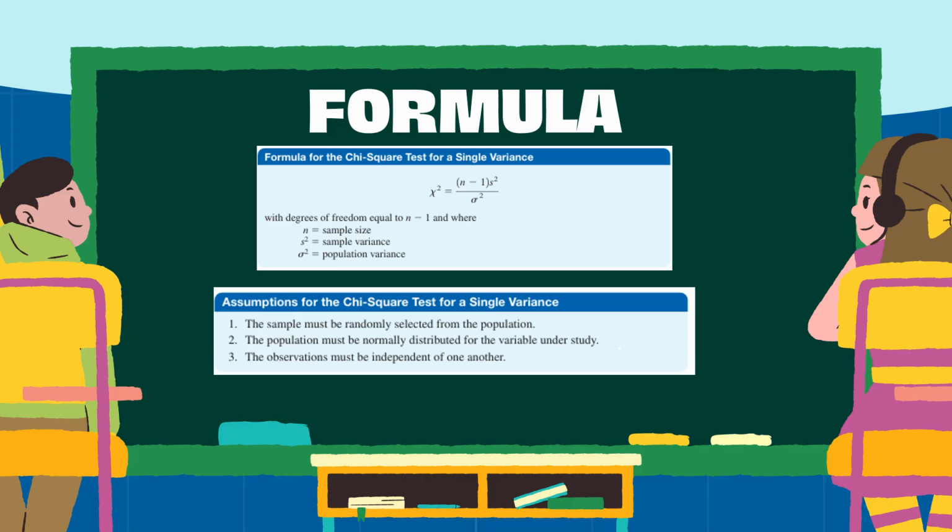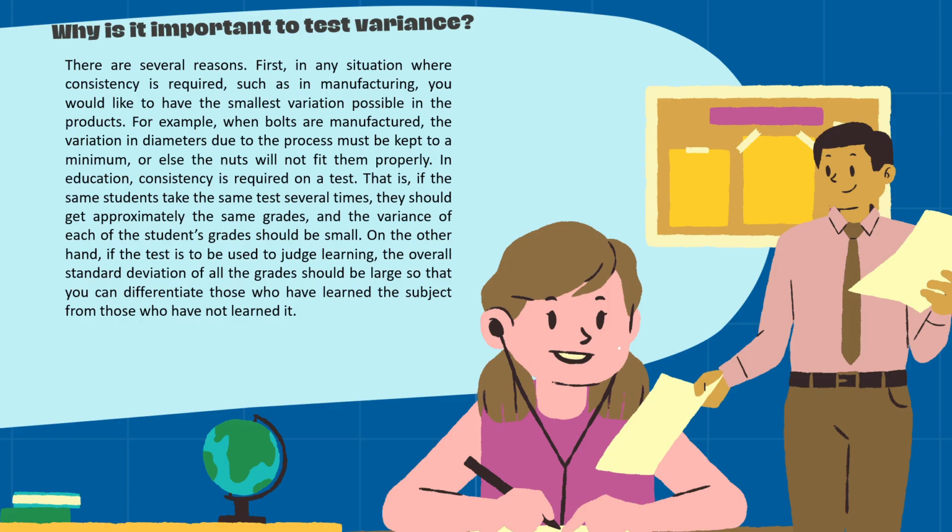The assumptions for the chi-square test for a single variance: first, the sample must be randomly selected from a population; the population must be normally distributed for the variable under study; and the observations must be independent of one another. So those are the assumptions for the chi-square test. Let's proceed with problem solving.